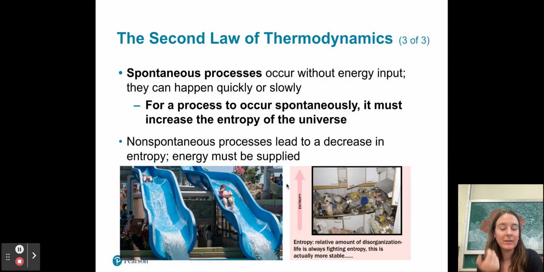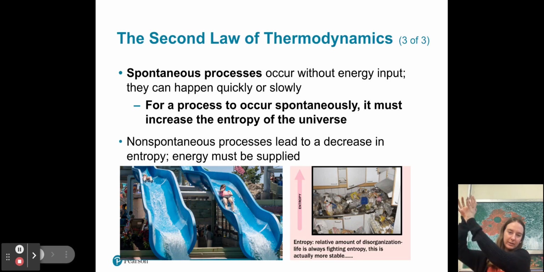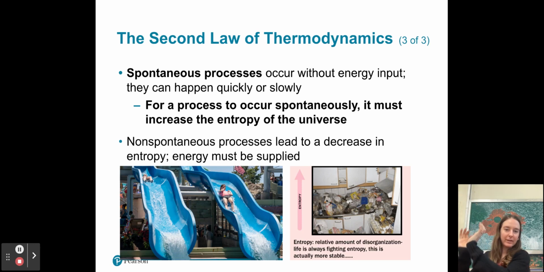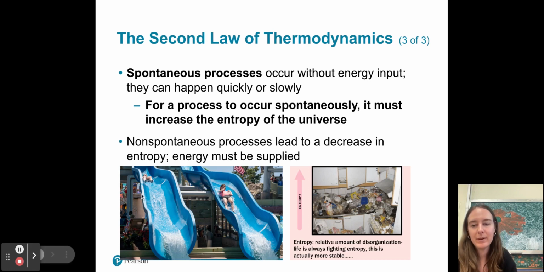But in order to do that, you need energy. So if you were to take all the water that's now been gathered at the bottom of this pool, and you were to pump it up back to the top of the slide, right? It takes energy to pump that water back up. It's not going to happen spontaneously. It needs energy, it needs input, but now you're going to organize the water and put it back in the pool upstairs, right? Up in the top of this slide here.